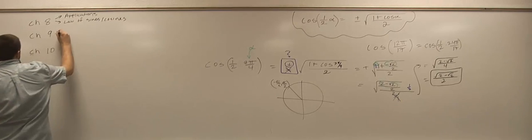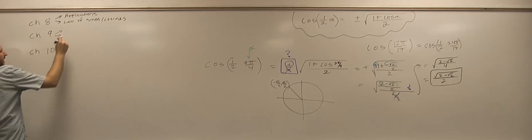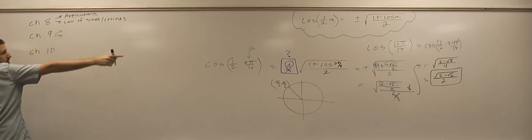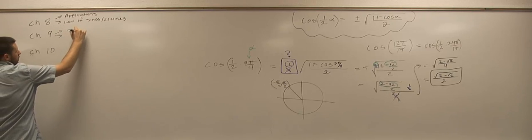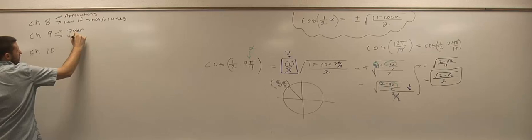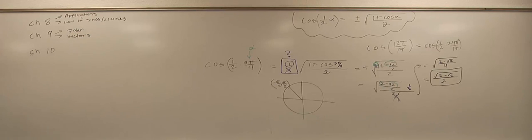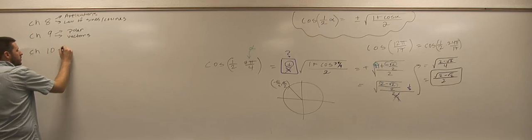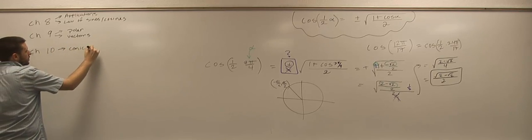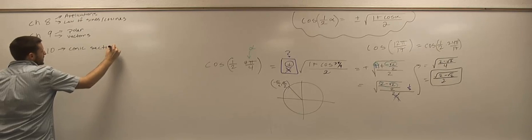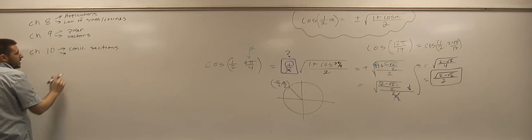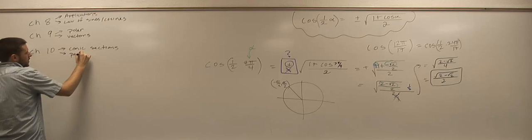Chapter 9, we only do 2 things. We do vectors and polar coordinates. Right? So we'll do polar first, and then vectors. These are very useful if you have to take any sort of physics. You need both of these. And then chapter 10, we're supposed to do 2 things. We'll see if we get to both of them. Conic sections and parametric equations.